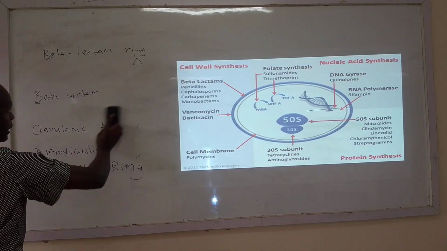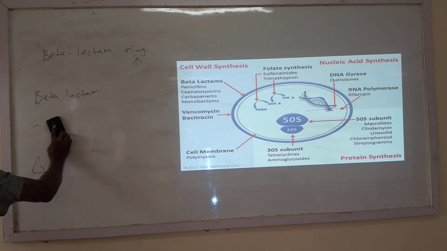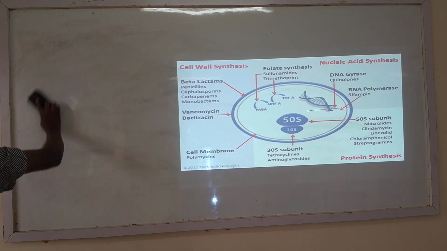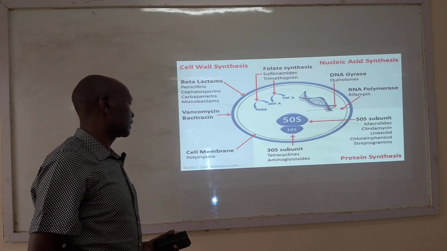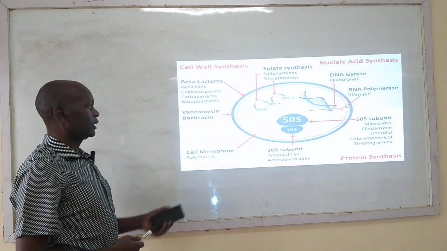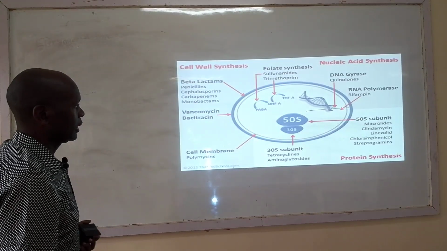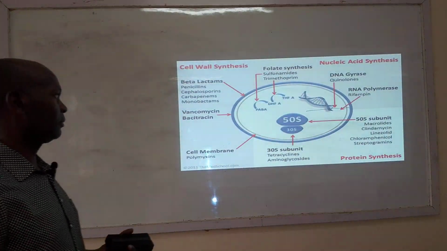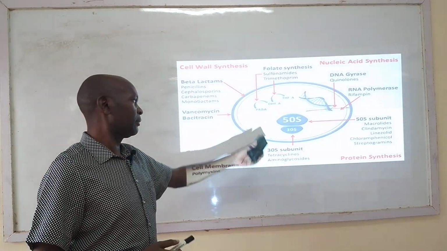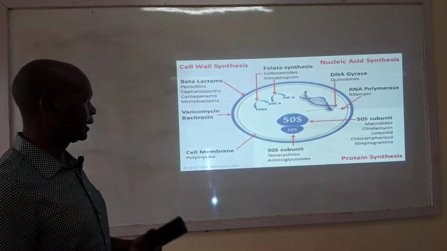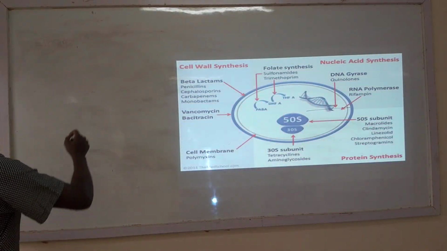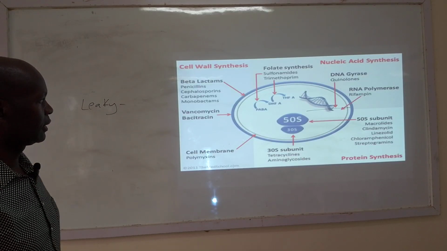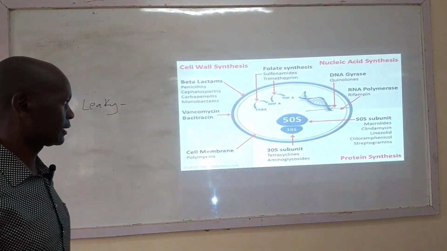So let's look at another category, and that is those that act on the cell membrane. An example is polymyxin. These ones interfere with the cell membrane of the bacteria. Therefore, the cell membrane becomes weak and leaky. The contents leak out and the bacteria just dies.